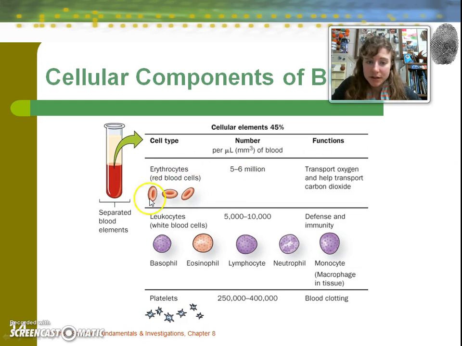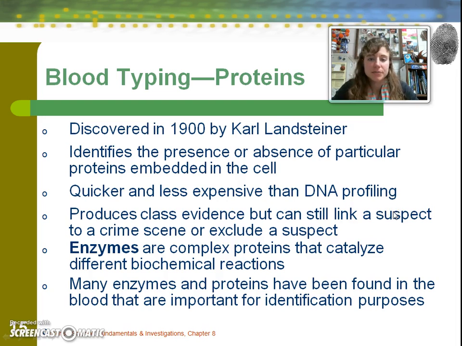5 to 6 million erythrocytes per 5,000 to 10,000 white blood cells, and then relative to 250,000 to 400,000 platelets. White blood cells are, of course, involved with defense and immunity. Red blood cells, as we said, gas exchange.